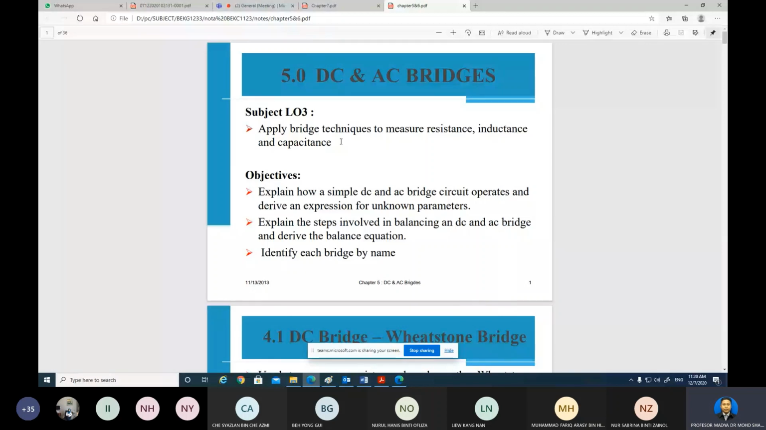You have to derive from the circuits, and then we can get the balance equation. Also for AC we have four bridges, and every bridge will have a different equation. That's why you have to know how to derive every bridge and identify each bridge by name. For DC we have two bridges, the Wheatstone bridge and the Kelvin bridge. And for AC we have another four bridges, such as Maxwell and Wien's bridge, and so on. Every bridge will have a different equation.